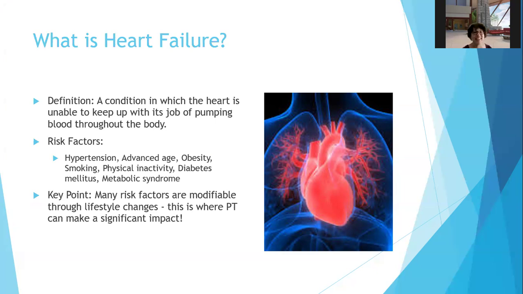Those risk factors. So a lot of the risk factors are modifiable through lifestyle changes. This is where we can make a significant impact. A lot of times people are coming into PT, maybe their cardiac issue is not their primary issue. And we can make an impact by educating our patients on how they can better manage their cardiac symptoms.